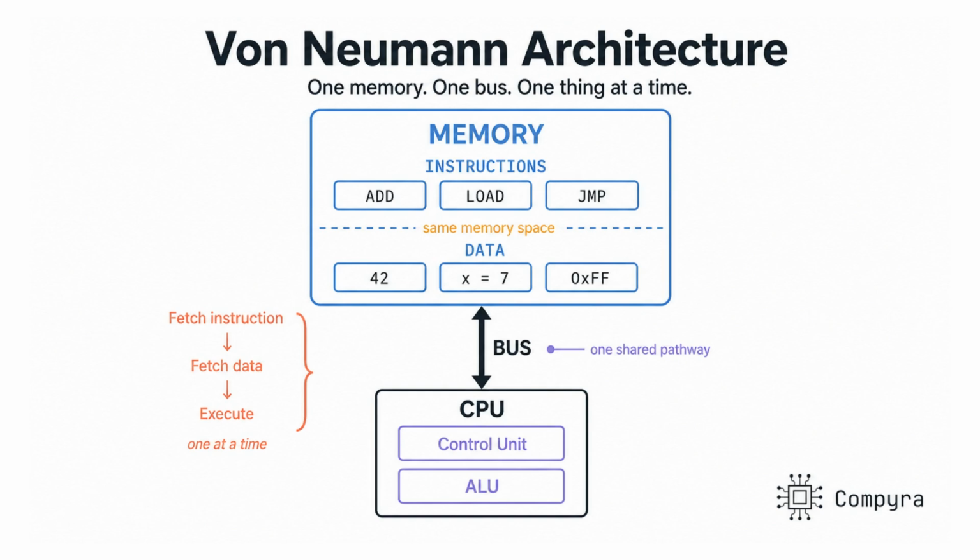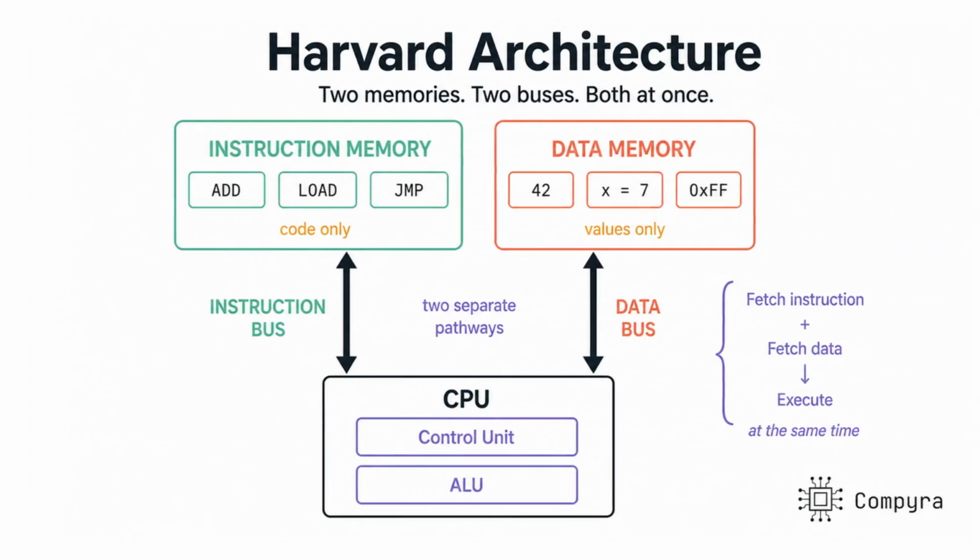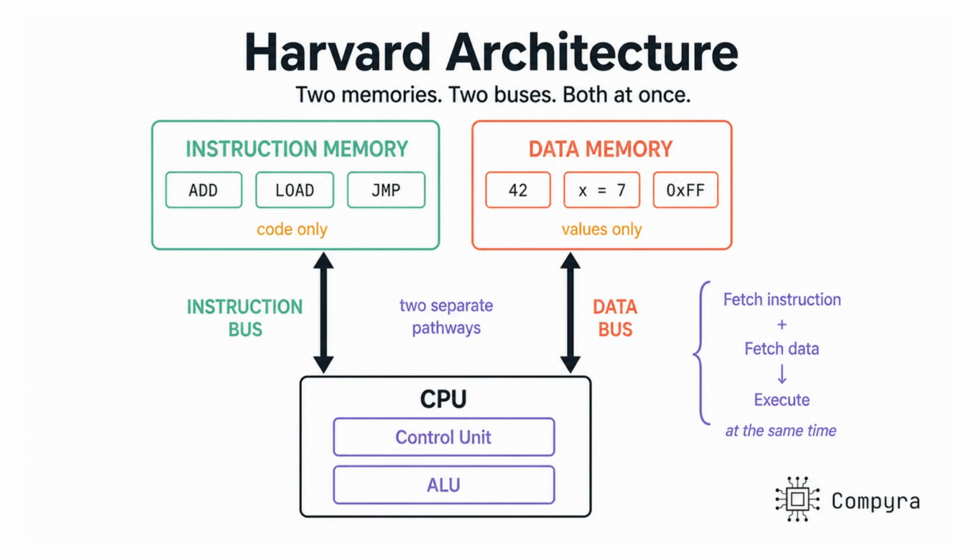Now let's look at the architecture that took a different approach. Now look at this. The Harvard architecture takes one look at the von Neumann bottleneck and says, what if we just didn't share the road? Instead of a single memory holding everything, Harvard splits memory into two separate physical blocks. On the left, you've got instruction memory. This is where your program code lives, and only code. On the right, you've got data memory. This is where the values your program works on live. Two memories completely independent of each other.